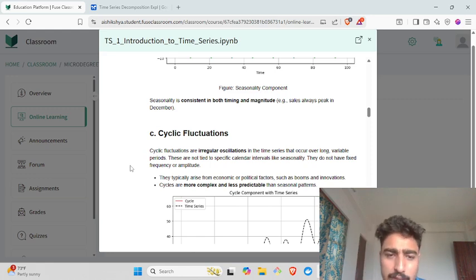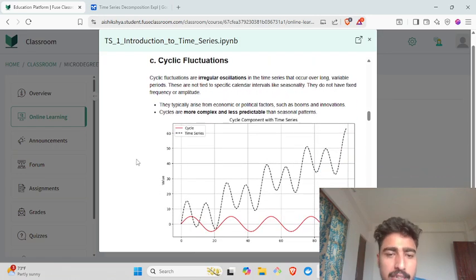fluctuation there is no certain boundary. If the fluctuation comes today, it can occur the next day, or after 2 days, it may occur like that. In that sense the cyclic fluctuations show their behavior, which is not with a fixed interval, it doesn't occur in a fixed interval. And that's the major difference between cyclic fluctuations and seasonality.